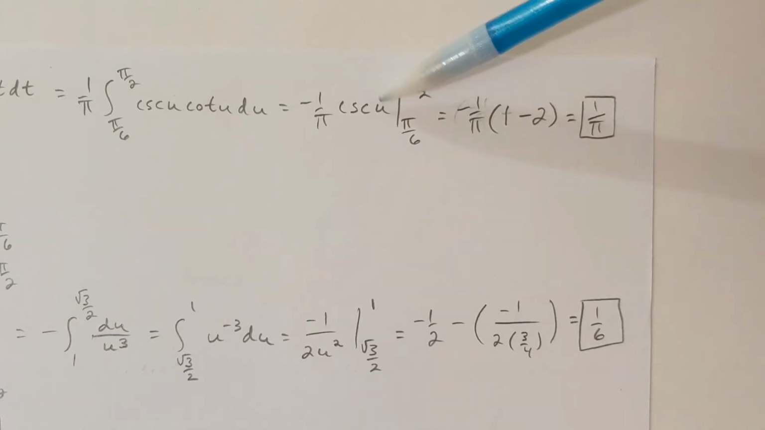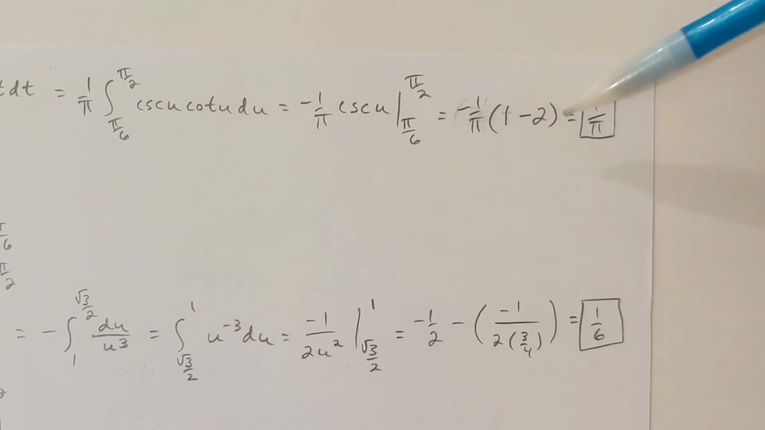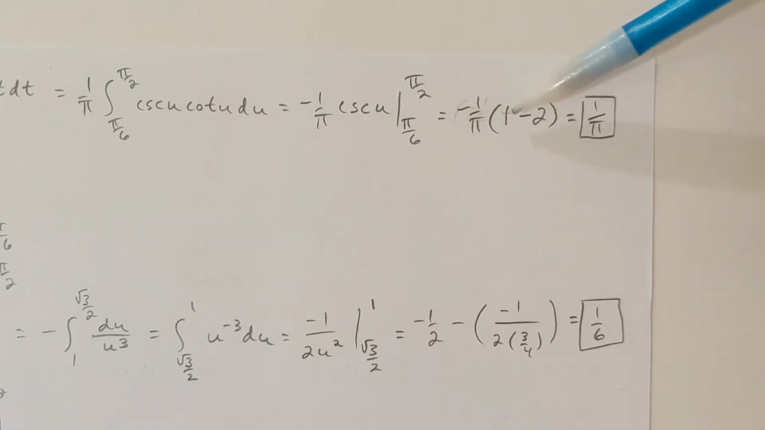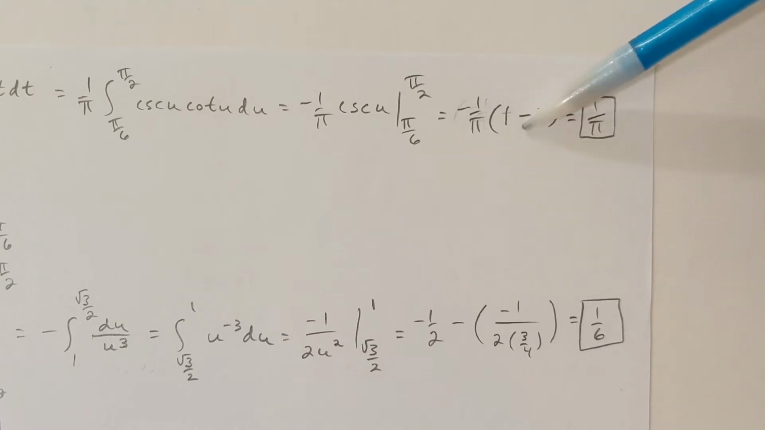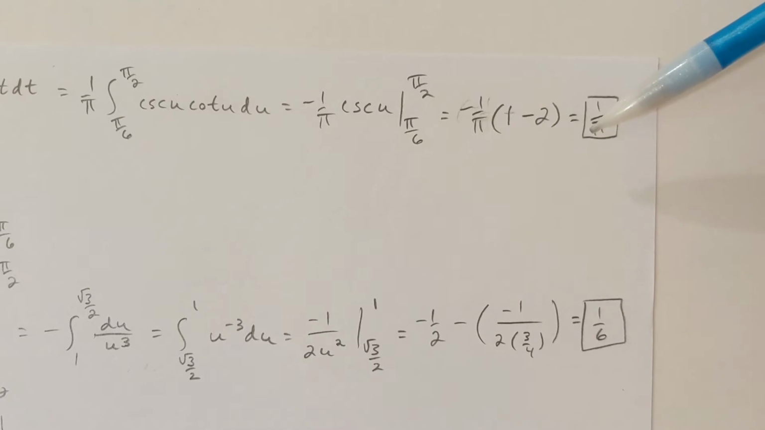And then cosecant of pi over 6, that would be 2, because cosecant of pi over 6 is the same as 1 over sine of pi over 6. Sine of pi over 6 is 1/2. 1 over 1/2 would be 2. 1 minus 2 is negative 1. Times negative 1 over pi, 1 over pi is the answer on that one.